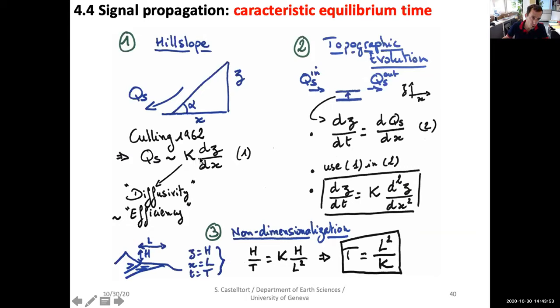This Qs proportional to K times slope is an empirical equation. Empirical means it's derived from observation, okay? So this is not physics. It's not derived from first principles of physics. It's not expressing the physics of sediment transport because there is no gravity, et cetera. It's not a physical equation. It's an equation that describes what happens. And a lot of physical parameters, all of them actually, are in this scale.